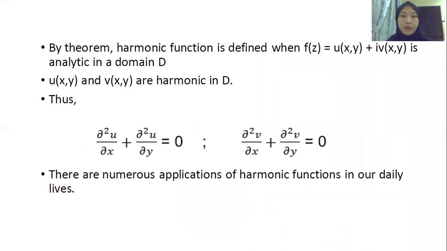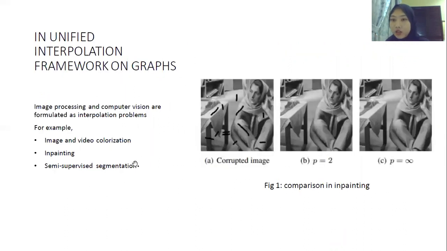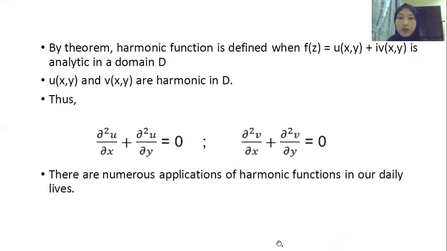By definition, a harmonic function is defined when the function of z, which is u(x,y) plus i v(x,y), in which u(x,y) is the real part and i v(x,y) is the imaginary part, is analytic in domain D. So when this function is analytic in domain D, u(x,y) and v(x,y) are also harmonic in domain D.